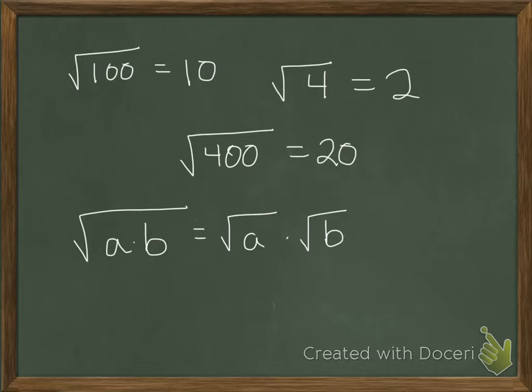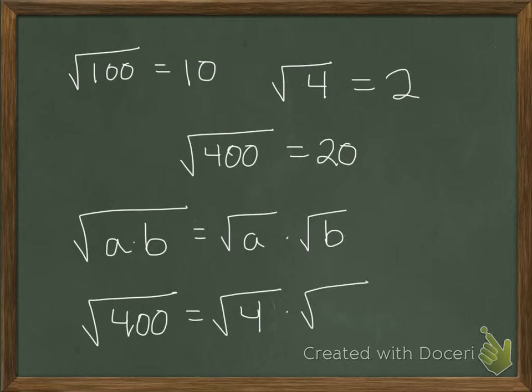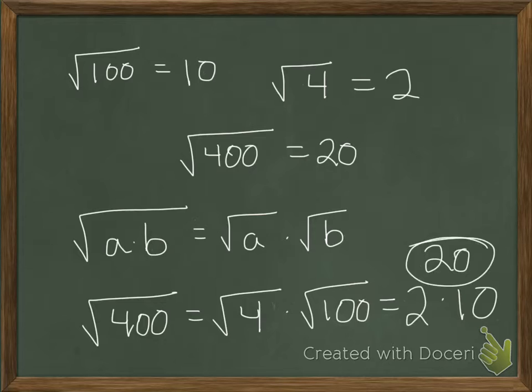So I know that the square root of 400 is the same thing as the square root of 4 times the square root of 100. And I know the square root of 4 is 2, and I know the square root of 100 is 10, and 2 times 10 gives me 20. So the square root of 400 is 20.